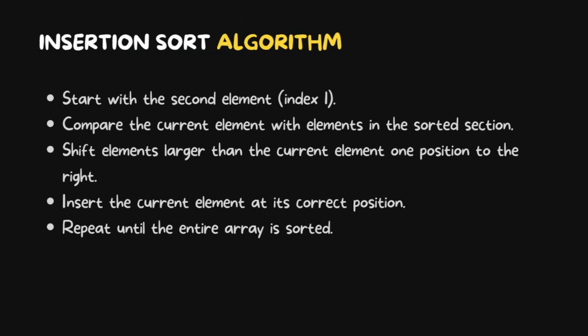Let's break down the algorithm step by step. In the first step, we start with the second element and treat the first element as already sorted. In the second step, we compare the current element with previous elements. We check if the current element is smaller than the elements in the sorted section. In the third step, we shift the elements larger than the current element one position to the right.